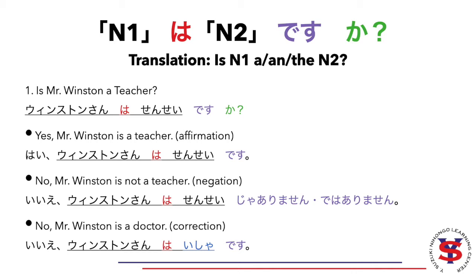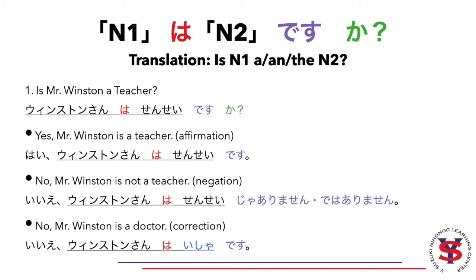The second pattern is negation. This pattern leans towards a no answer. You respond with iie, indicating a no answer, followed by the topic and predicate used, then adding ja arimasen or dewa arimasen. Your response will be iie, Winston-san wa sensei ja arimasen or dewa arimasen.